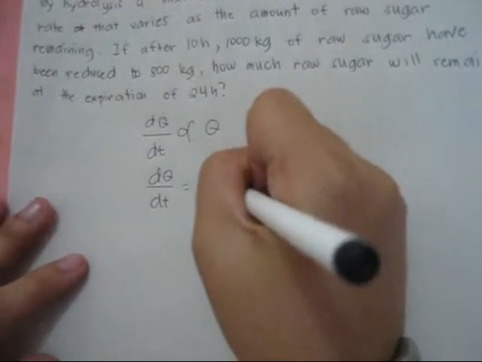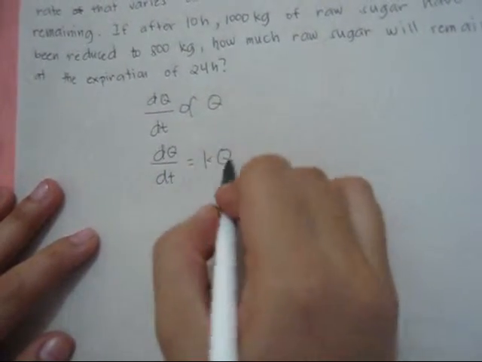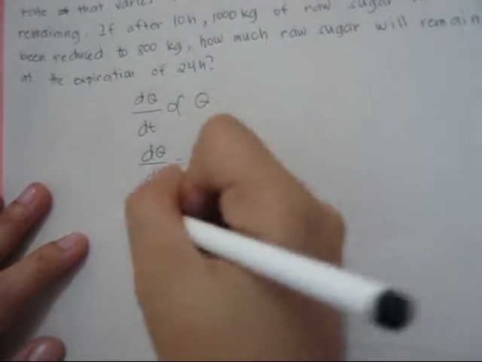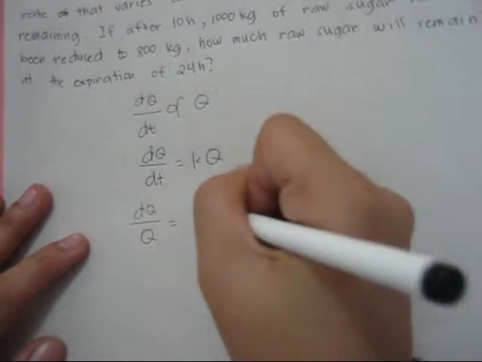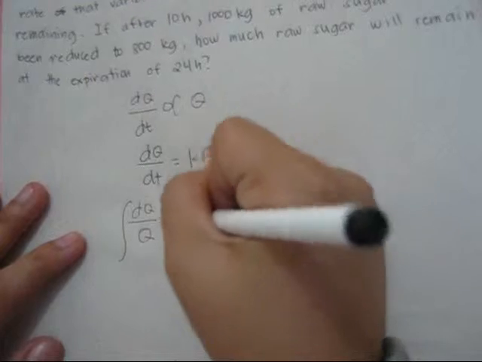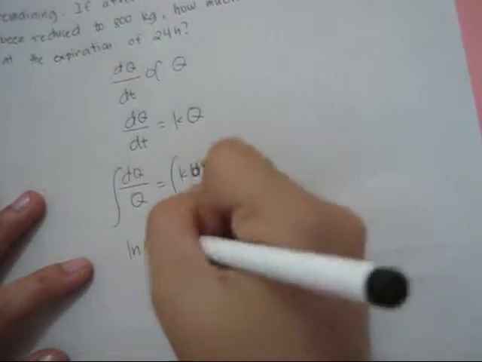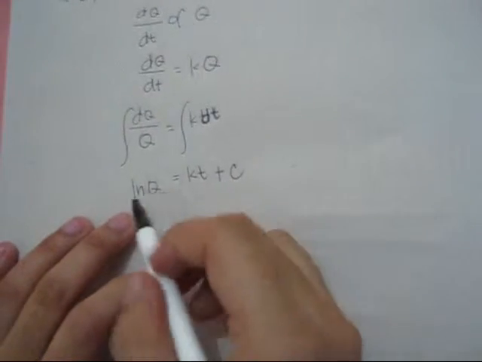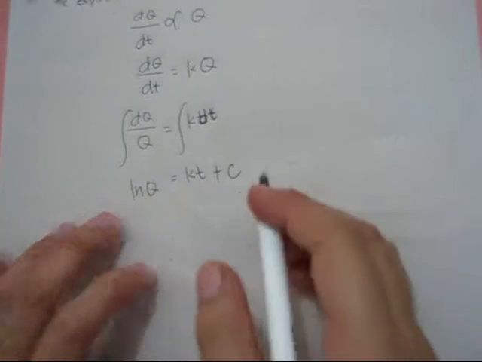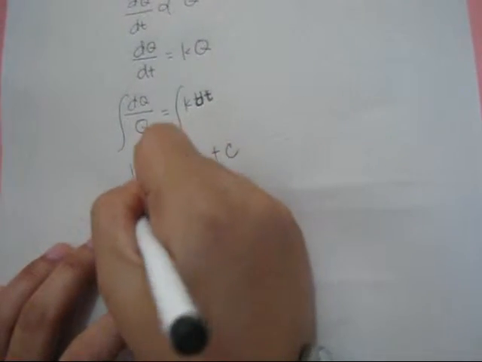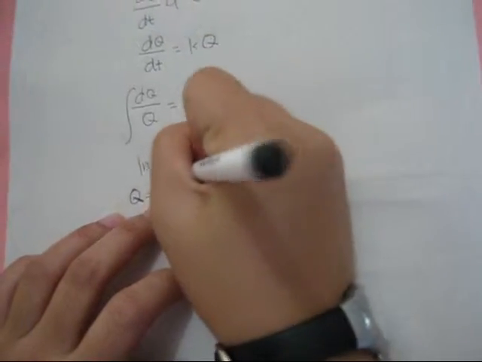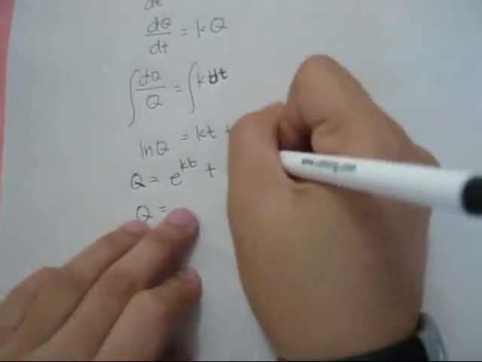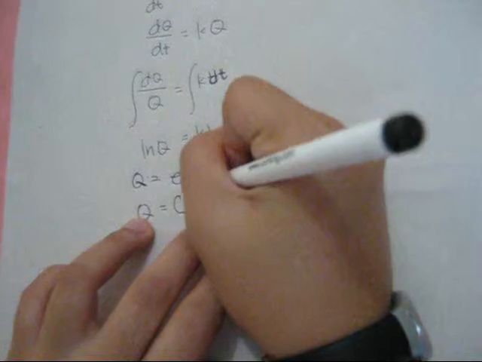equals K times Q. So, transferring this Q here, dQ over Q equals K dt. Then, integrating, ln of Q is just equal to Kt plus C. In order to get the value of Q, we have to raise this to the e. So Q is just equal to e to the Kt plus e to the C. But Q is just C times e to the Kt.